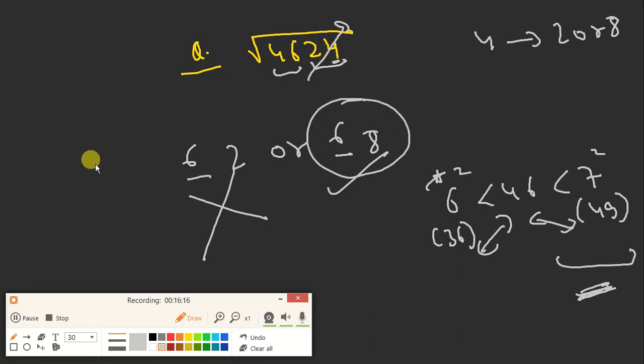Is it clear, my dear friends? Are you enjoying it? Yes, you are loving it. The square root with the help of Vedic math is getting very exciting.